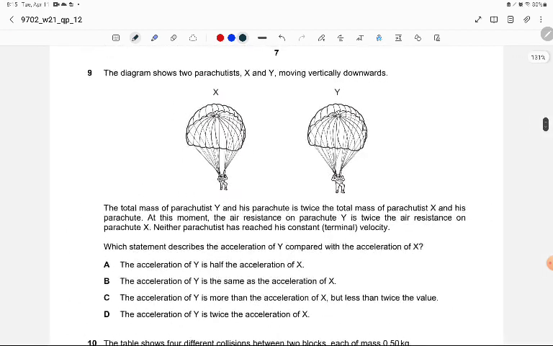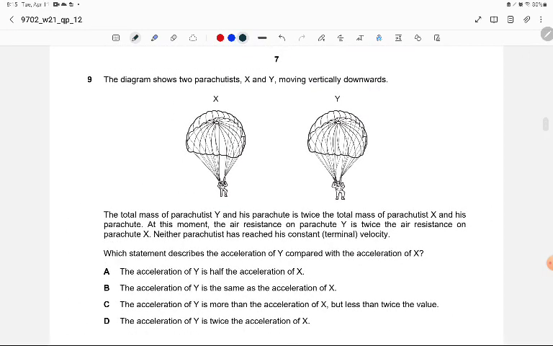Okay, this one is interesting. This is something that you guys can also use your brain for. The diagram shows two parachutists X and Y moving vertically downwards. The total mass of parachutist Y and his parachute is twice the total mass of parachutist X and his parachute. अच्छा, इसका mass हमारे पास M है. So apparently this has 2M. At this moment, the air resistance on parachutist Y is twice the air resistance on parachutist X. Let the air resistance be Fr and let the air resistance over here be 2Fr.